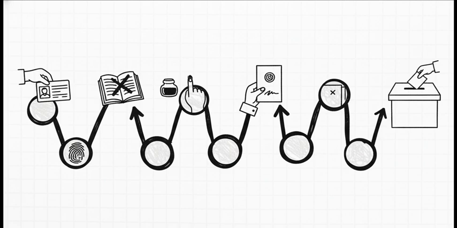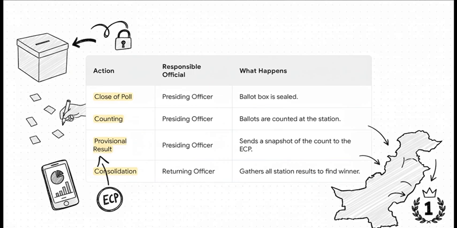And the second the polls close, another critical process starts. The presiding officer at each station seals the ballot box and immediately starts counting the votes, right there in front of everyone's agents. They then prepare a provisional result and send it off to the ECP. After that, all of these provisional results from all the stations go to the returning officer, who puts them all together to declare the final winner for that constituency.